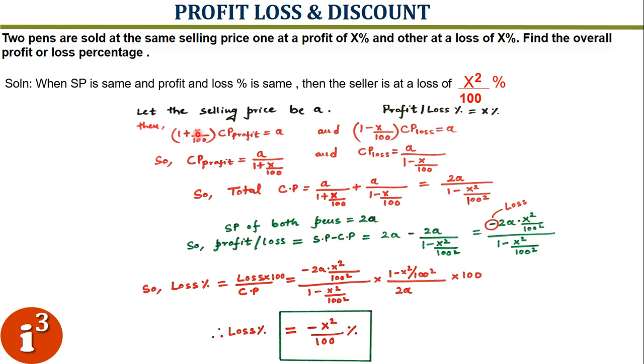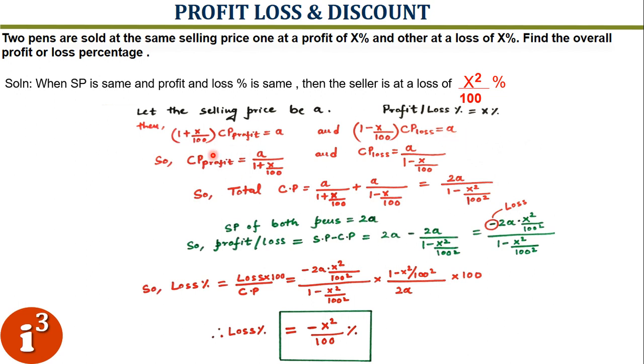You know that if it is given as 20 percent profit, it means you multiply 1.2 to the cost price to get the selling price, that is, 1 plus 20 by 100 into cost price gives the selling price. In this also you'll do the same thing: 1 plus x by 100 into the cost price of the pen in which profit occurs is equal to the selling price. Similarly, 20% loss means you multiply by 1 minus 20 by 100, that means 0.8, to the cost price to reach the selling price. Similarly, here, 1 minus x by 100 into the cost price of the pen in which loss occurs is equal to the selling price.